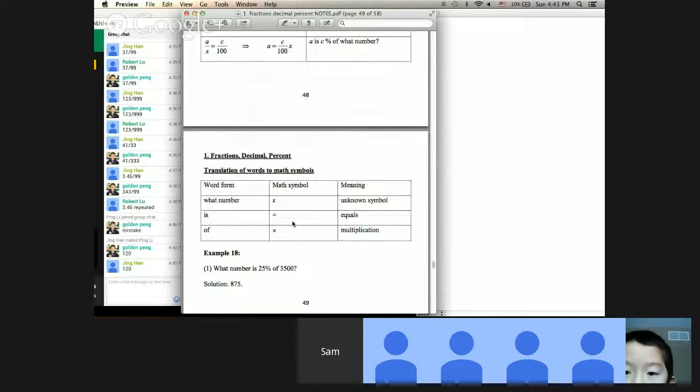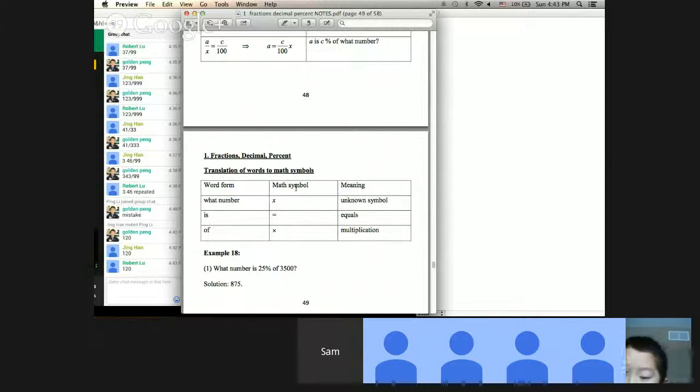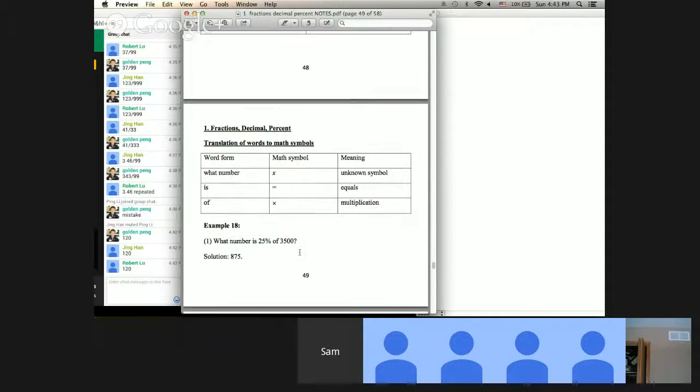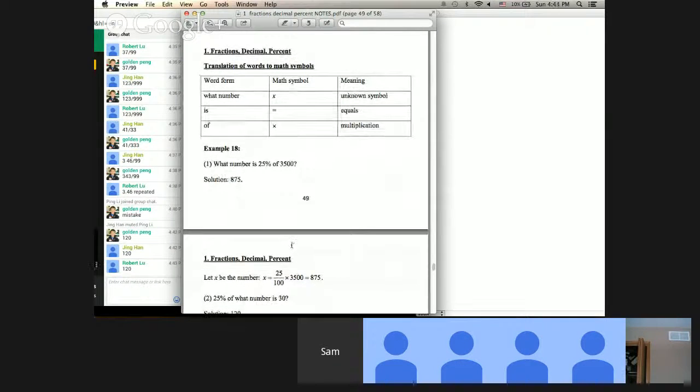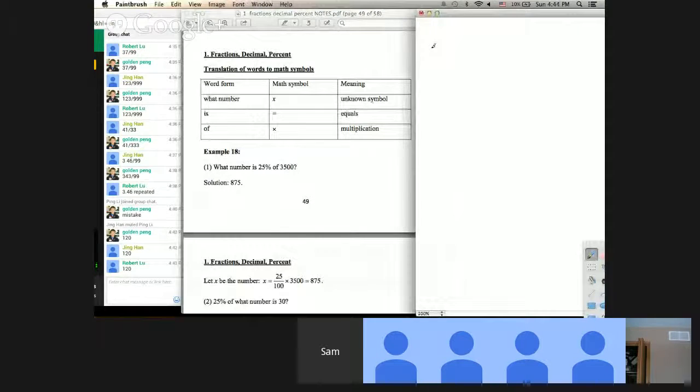So this is basically the most important thing right here: translation of words into math symbols. I find this really helpful. When it says what number, that's x. And is means an equal sign, and of means a multiplication sign. For example, our question was 25%. So 25% is always 25 over 100. And then of is what? Multiplication.